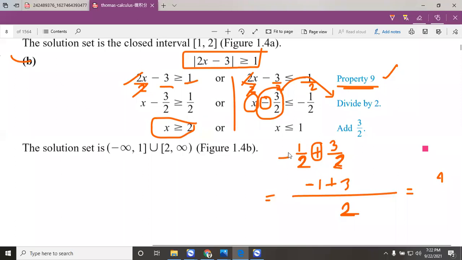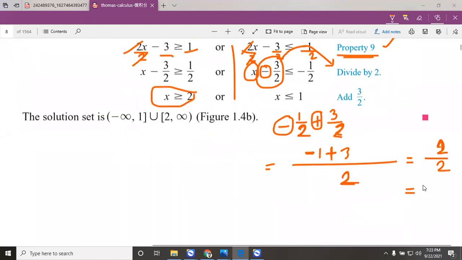So here was minus one, right? Here was minus half. So we just skipped this minus, right? So minus one plus 3 becomes plus 2. And plus 2 divided by plus 2 is equal to 1. So we get two answers. One is x is less than or equal to 1, and another one is x is greater than or equal to 2.